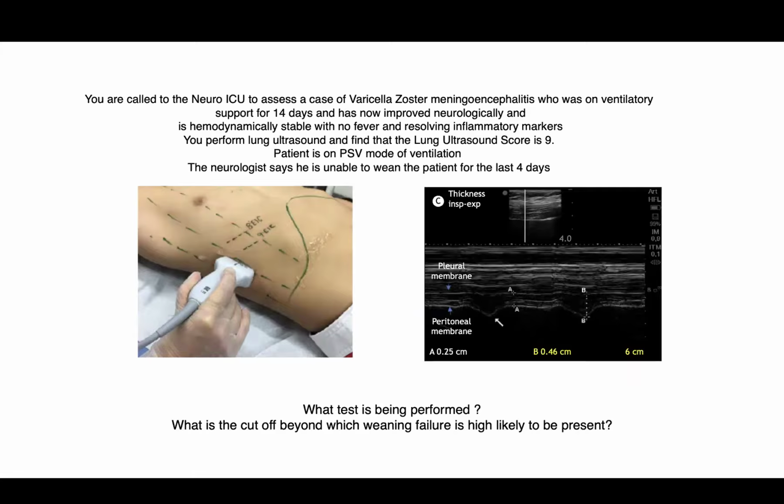Okay, one person has said diaphragm thickening fraction, that is correct. But what is the cutoff beyond which weaning failure is likely to be present?